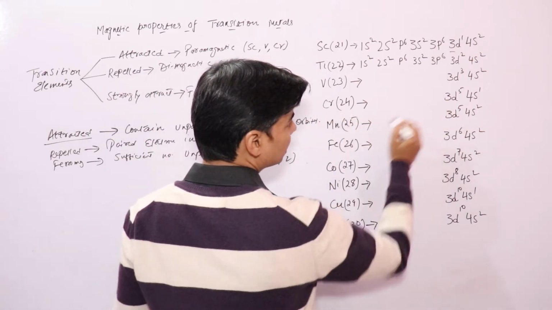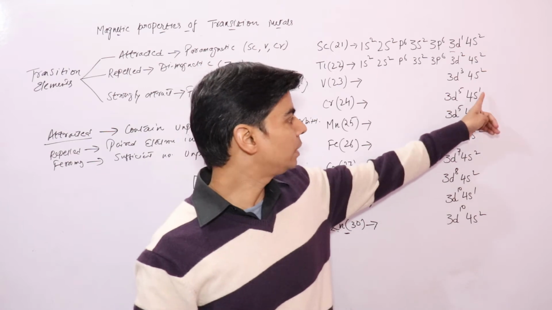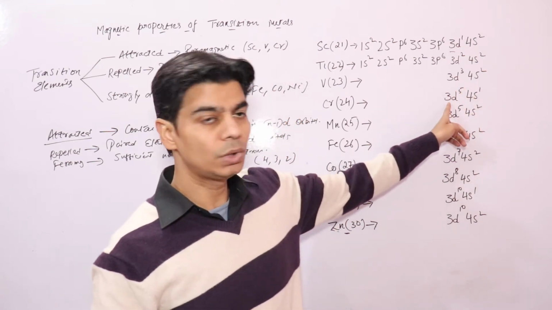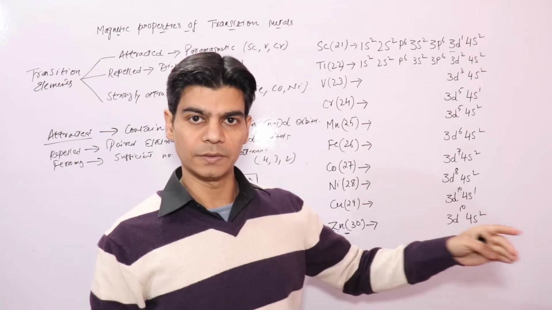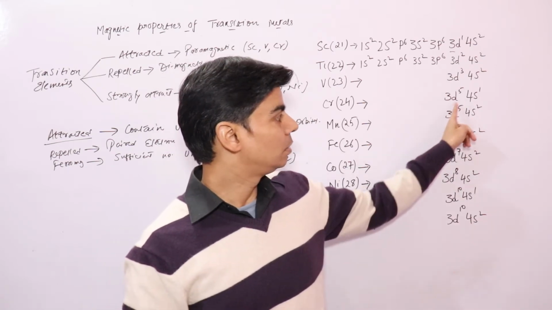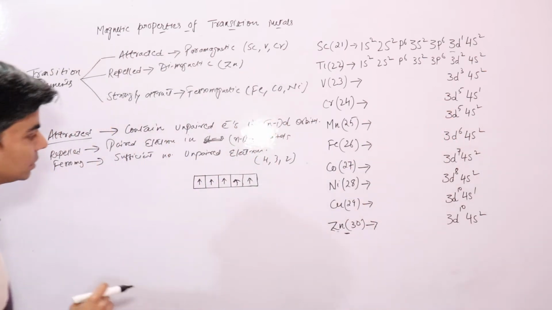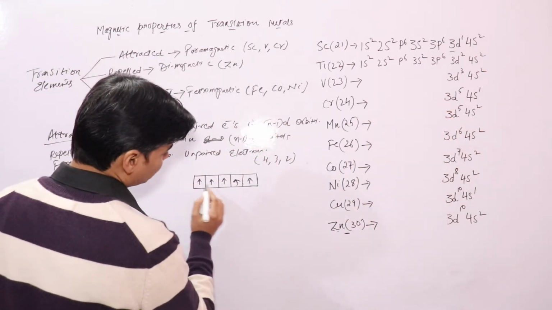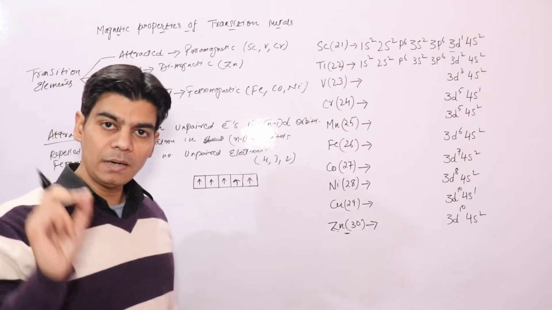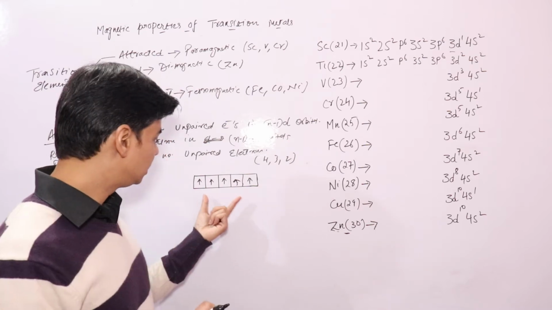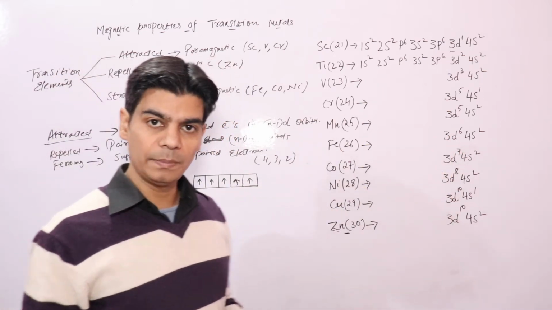And chromium has an exceptional configuration because, as we have done before, one electron from the s orbital will jump to the d orbital so that it can result in a stable electronic configuration. You have the maximum number of unpaired electrons in the d orbitals, right? This is the exception configuration, right? So here, when you have the maximum number of unpaired electrons in d orbitals, in this series 5 can be the maximum number of unpaired electrons.